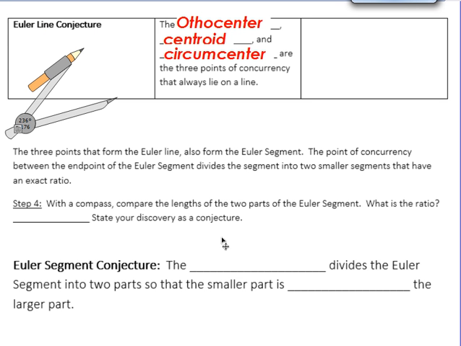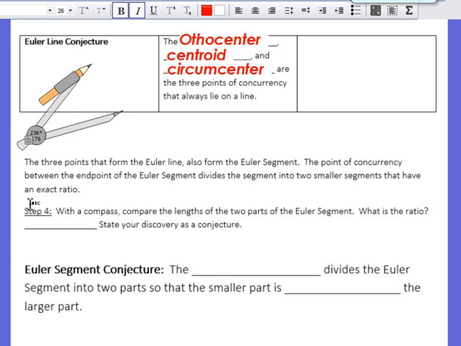So the last part of our discovery here, after we measured, we compared the parts of the Euler segment, and the question was, what's the ratio? I think the best way to say that is that it is in ratio 2 to 1. Or depending on your point of view, you really could say 1 to 2. Either one would be right as long as you realize that there's 2 parts on one side and 1 part on the other. So our middle point was always the centroid. So we could say from the centroid's point of view, the centroid divides the Euler segment into 2 parts so that the smaller part is half the larger part.